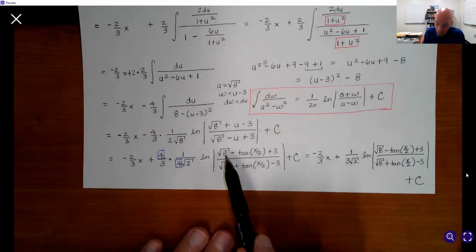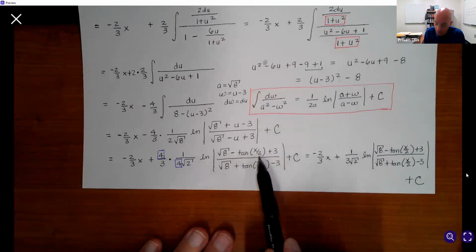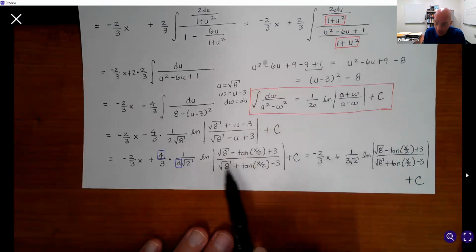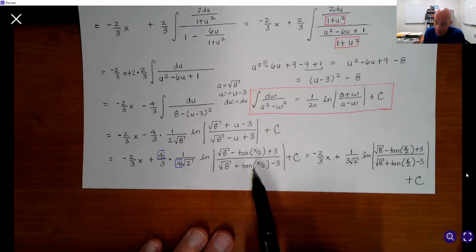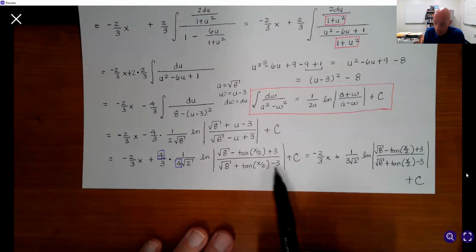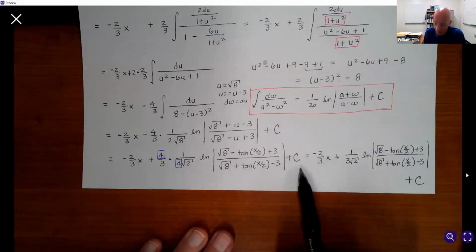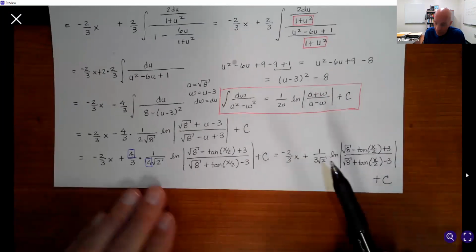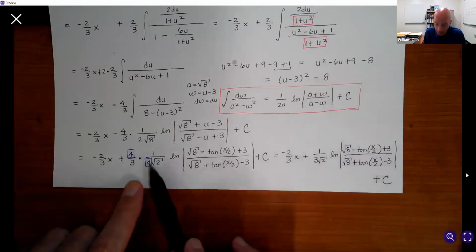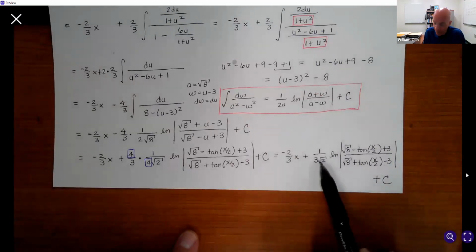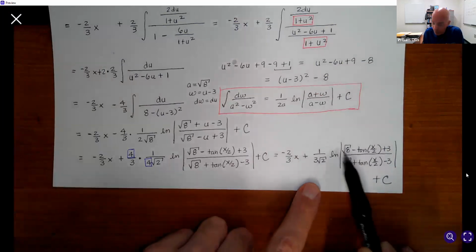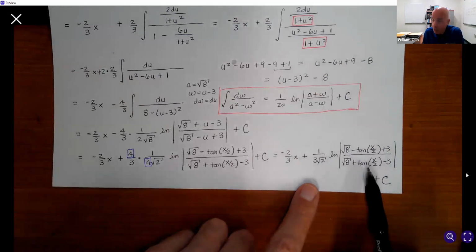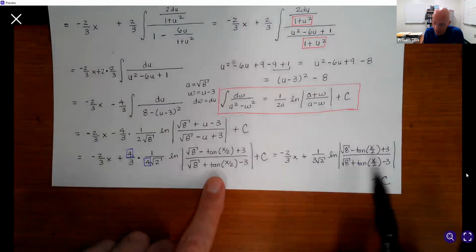So we have square root of 8 minus tangent of x over 2 plus 3 divided by the square root of 8 plus tangent of x over 2 minus 3, plus the constant. And then, of course, here I just go ahead and write this absorbing the 4s, and we have a factor of 1/3 times square root of 2 before the log term here, and then just restating this.